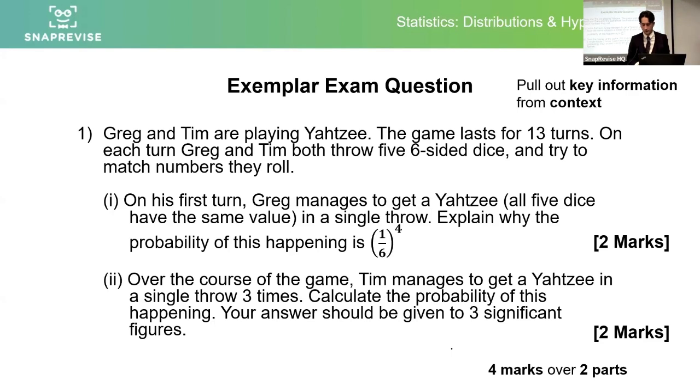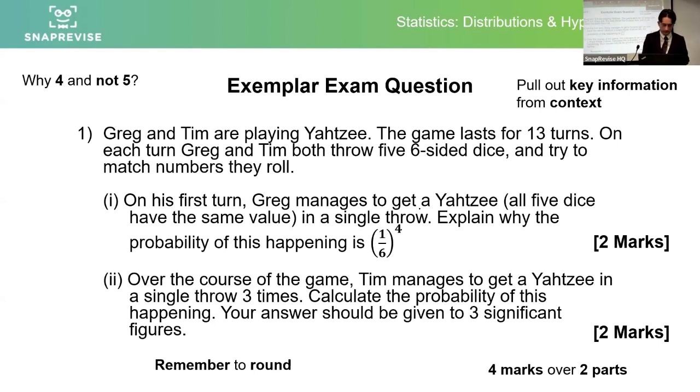Now, a few things to consider. The key information in the context. We've got to think about why this is 4 and not 5. So that might be quite key to think about. Remember to round in the correct way. And there's lots of key information here. So do start this ahead of time already. I will work this through with you. It's an explain why, so look out for that command word. And we need like 2 marks of reasoning.